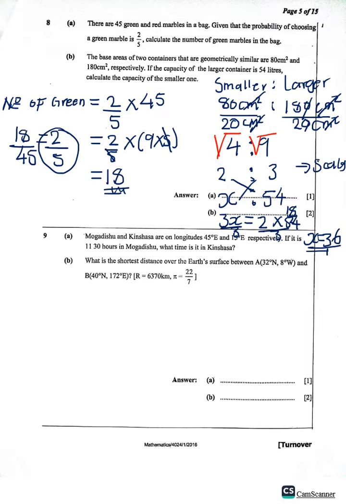Now let's move on to question 9. Mogadishu and Kinshasa are on longitude 45 east and 15 degrees east respectively. Now if it is 11:30 hours in Mogadishu, what time is it in Kinshasa? So let's see if we can make a picture.